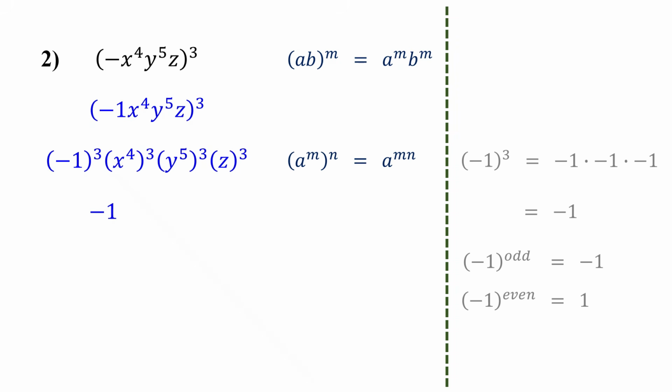When we raise a power to another power, we keep the base and multiply the exponents. So for x, we keep x and multiply 4 and 3. 4 times 3 equals 12, giving us x to the 12th. For y, we keep y and multiply 5 and 3. 5 times 3 equals 15, so we get y to the 15th. Then we have z to the third. We usually don't write the coefficient one, so the simplified expression is negative x to the 12th, y to the 15th, and z to the third.